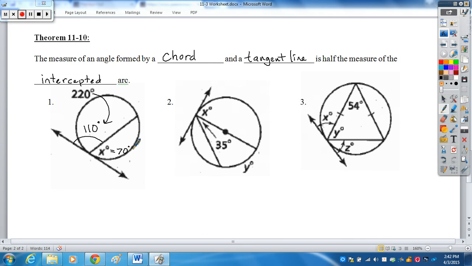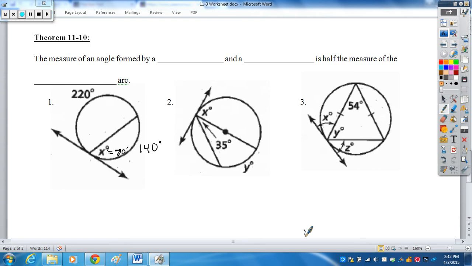Okay? Now, you could have also figured out that same angle measurement by saying, okay, I know that this is 360 degrees. If I take 220 from that, I'm going to get this arc measure, which is 140 degrees. And then from there, I've got a chord and a tangent line. This angle is going to be half as much of that. Okay? Half as much. All right, so again, hope that made sense.